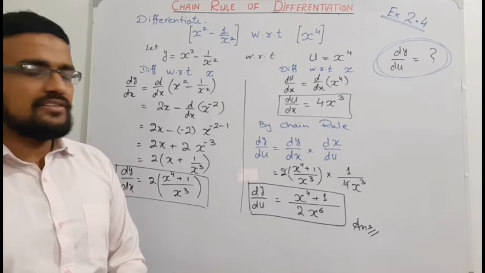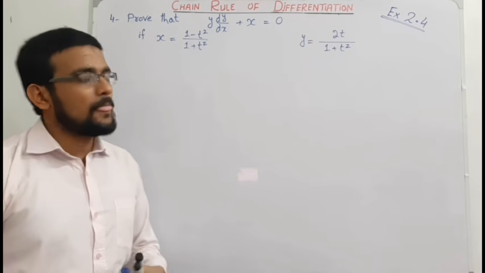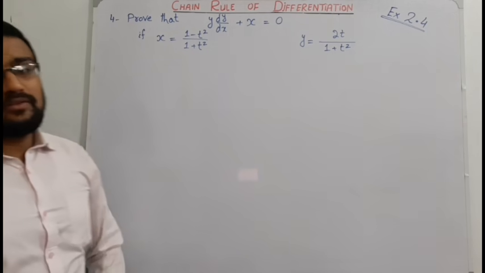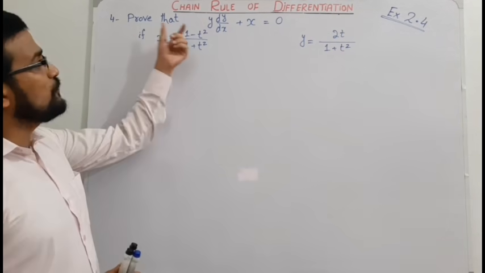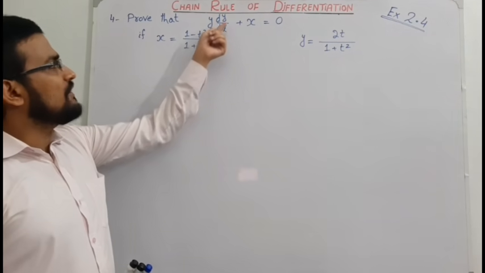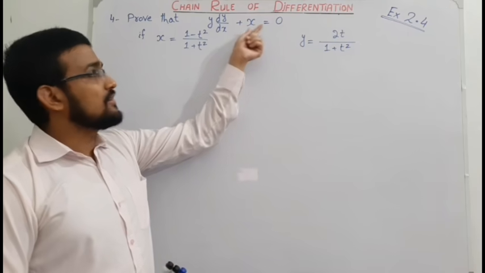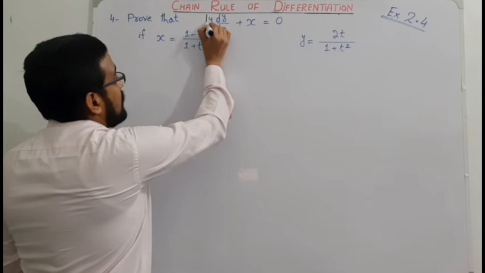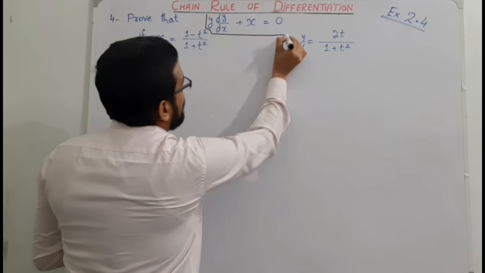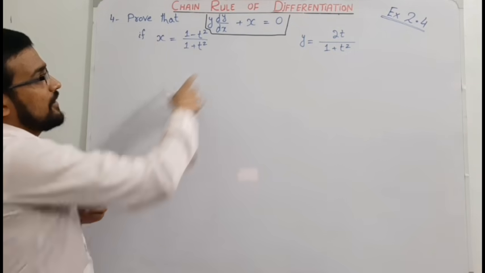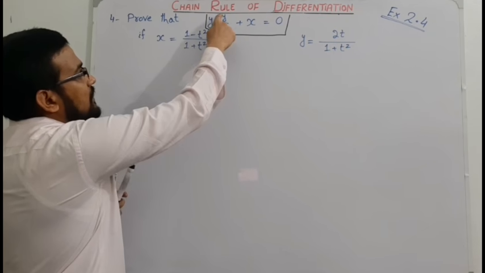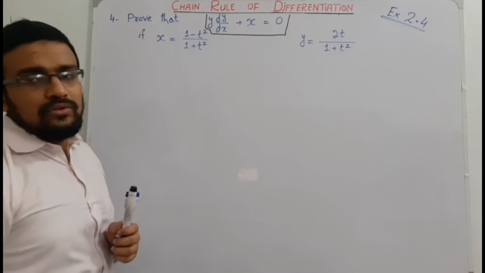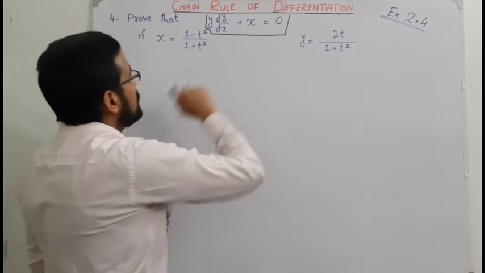And the next question is, yes students, question number 4, exercise 2.4. Prove that y dy over dx plus x is equal to 0. This is our requirement. Y multiplied with the derivative dy over dx, plus x, should be equal to 0 on the right-hand side.